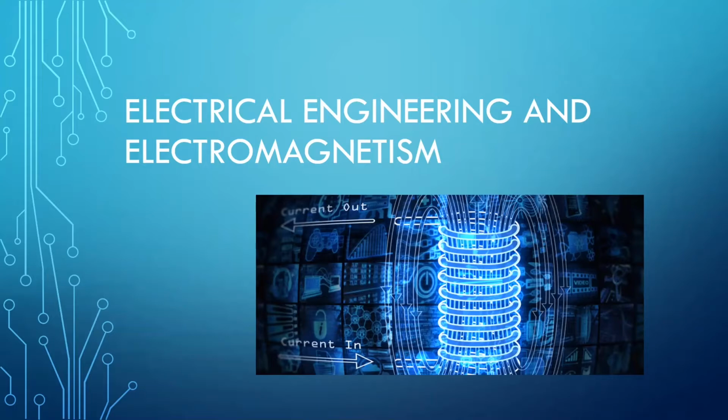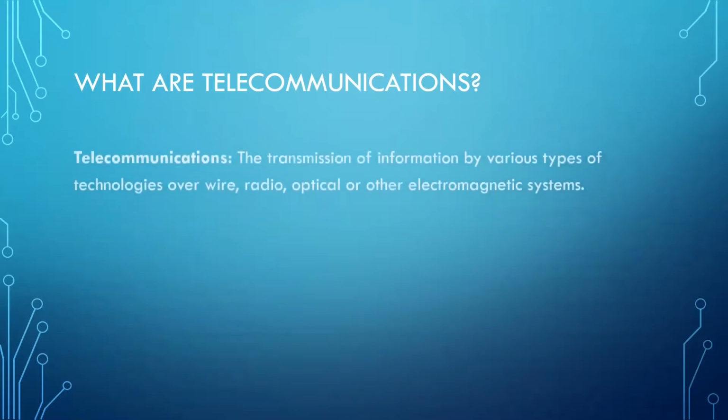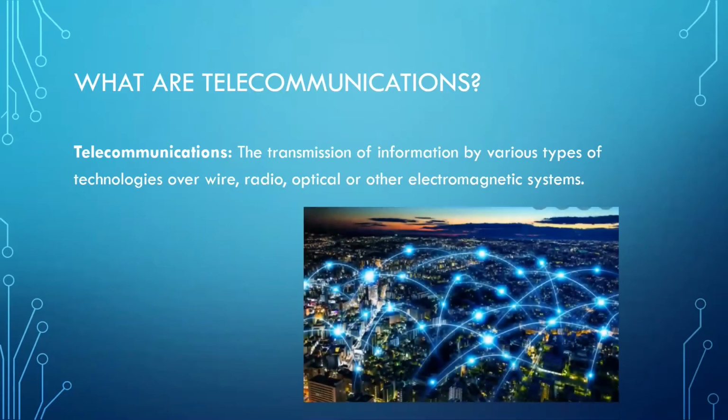And today I'm going to be walking you through the electrical engineering portion, and specifically, we are going to focus on electromagnetism. So, first, just to note, there are all sorts of different branches of electrical engineering, and today we're going to focus on the topic of telecommunications. Telecommunications are the transmission of information by various types of technologies over wire, radio, optical, or other electromagnetic systems.